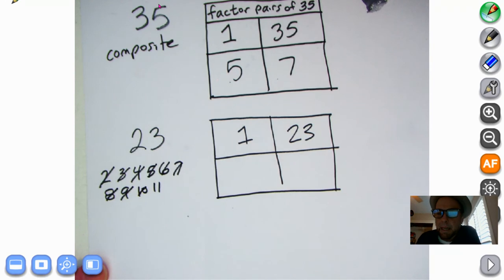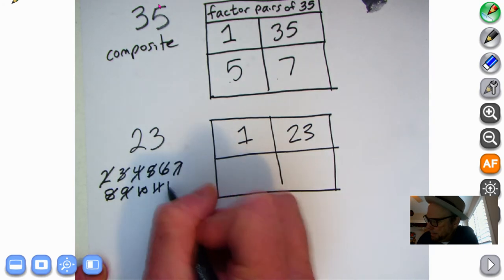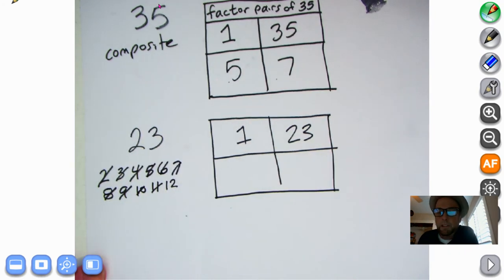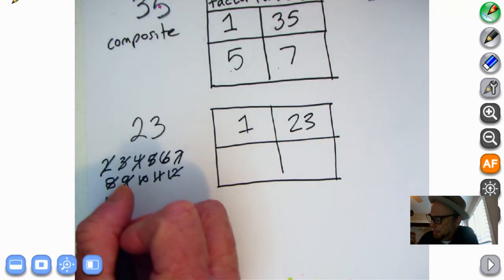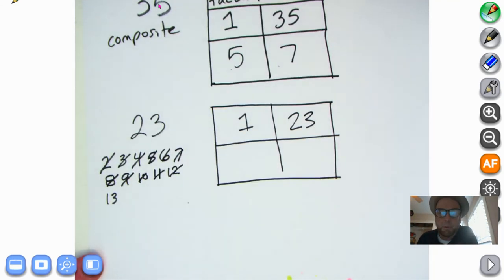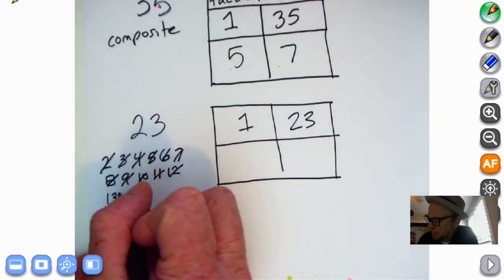11 times 1 is 11, and 11 times 2 is 22. 11 times 3, though, is 33, so it's not going to be 11. 12. 12 times 1 is 12. 12 times 2 is 24. Nope. How about 13? 13 times 1 is 13. 13 times 2 is 26. That's not going to work.